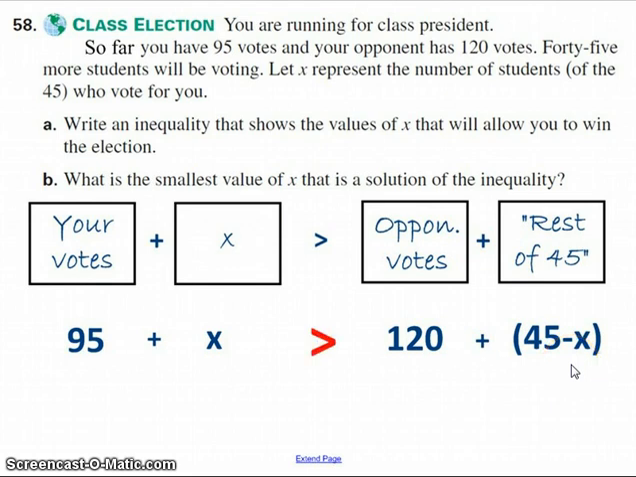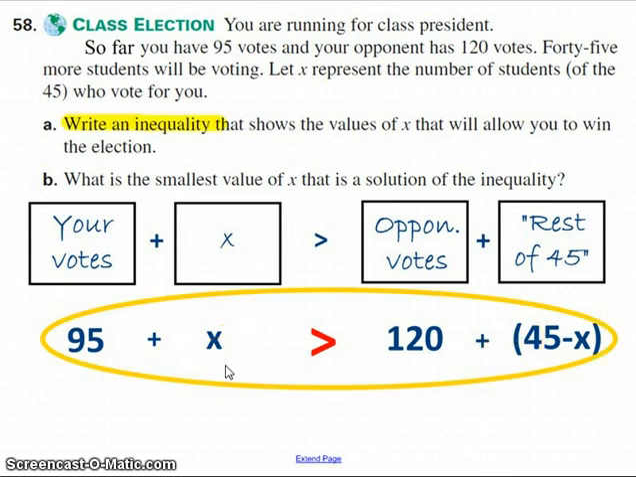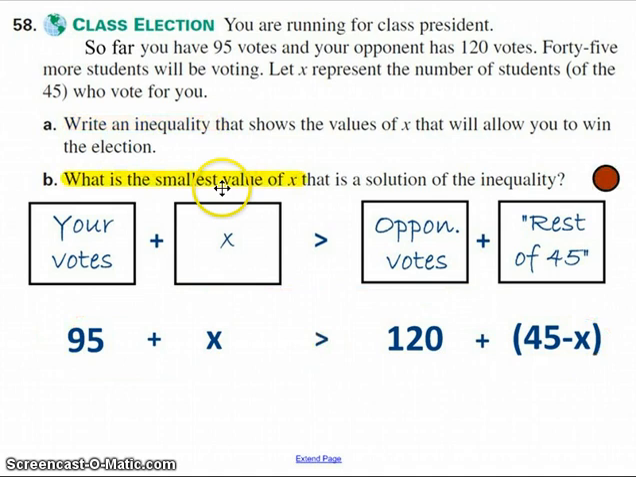Now, if you start cleaning that up, reminding yourself the key point is that your side has to be more than theirs or you don't win. You're trying to figure out what x is. Well, you've written the inequality at least. That was step 1, and you're done. But step 2 is the next step. What's the smallest value of x that's a solution? In other words, what's the minimum number of votes you need to get out of the remaining 45 in order to win? Hit the pause button, come back, and I'll show you the answer.